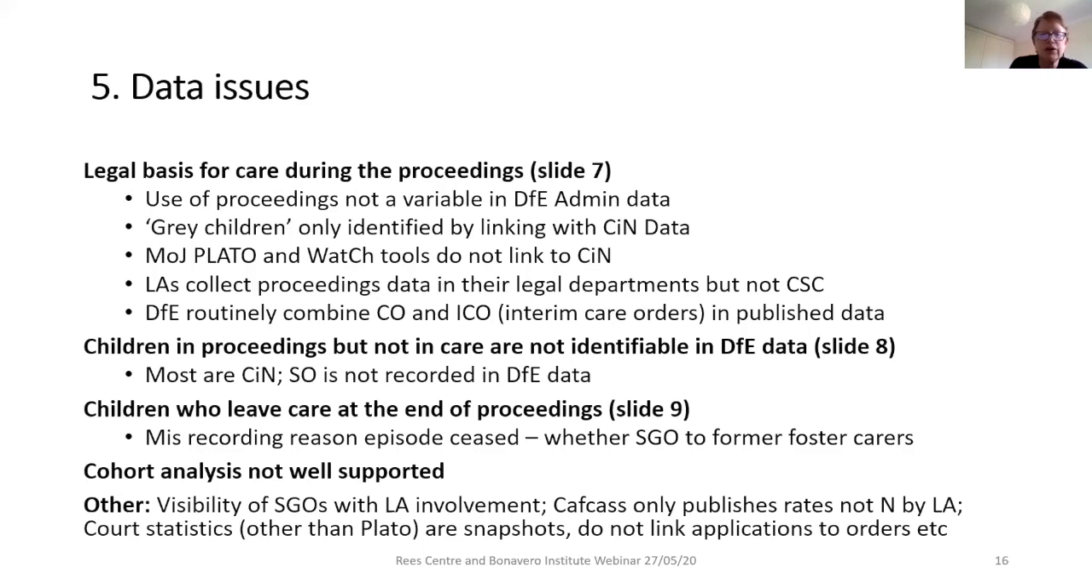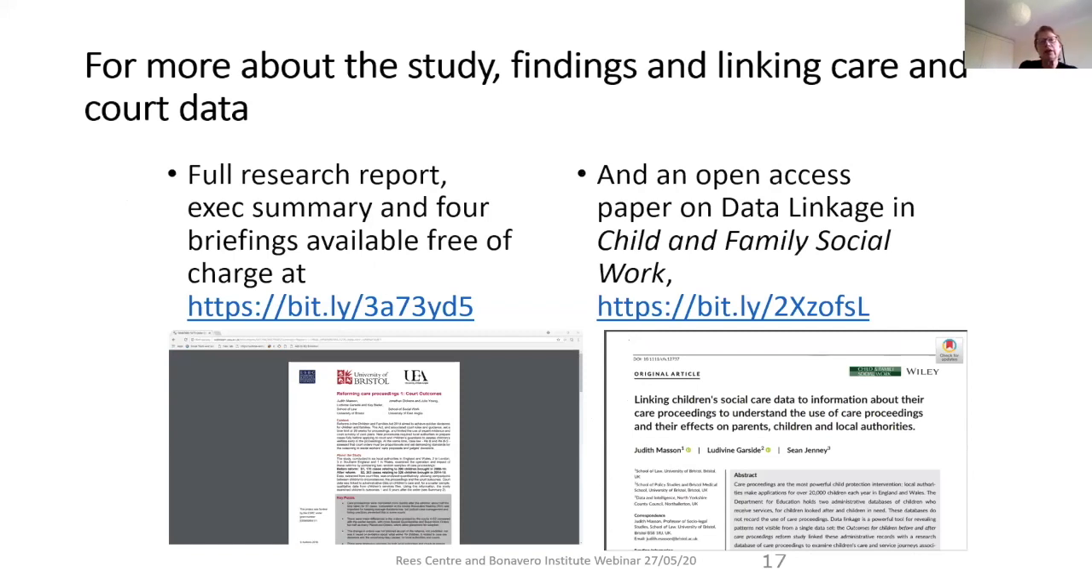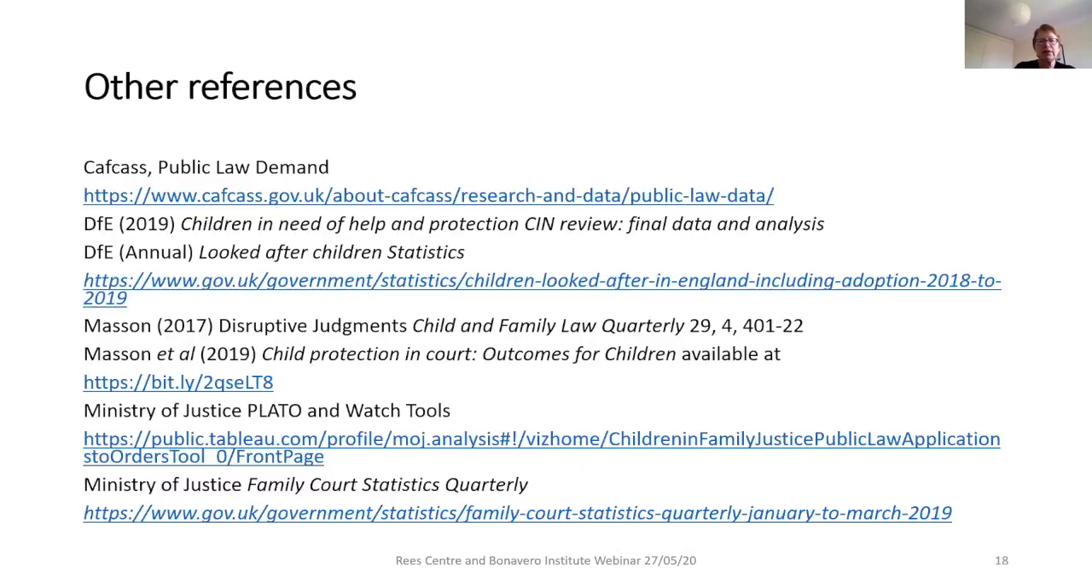I could go on and complain about the data for a long time, but I won't. For more about the study, you can get the research report, and there are some summaries of different aspects of the research report at the link. There's also an open access paper on data linkage, which I wrote with my colleague Ludwine Garside and Sean Jenny from North Yorkshire County Council, where we carried out a pilot exercise to see whether an approach I developed for linking data that local authorities could use would work. It does. And there are some references.